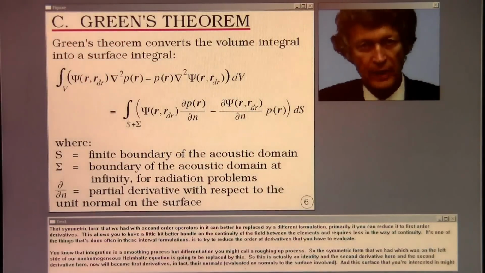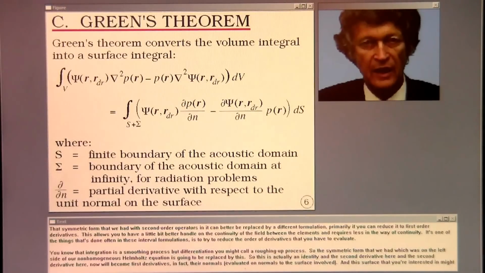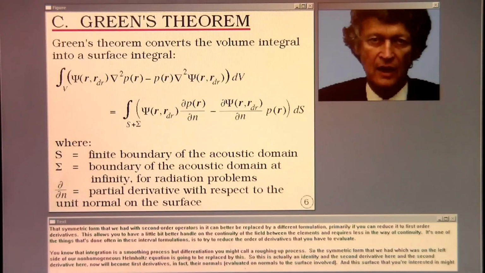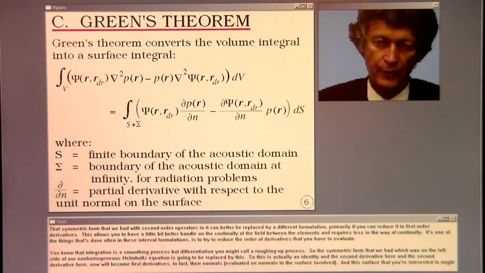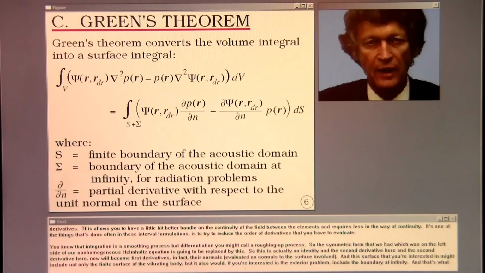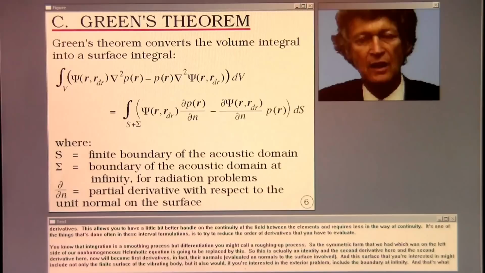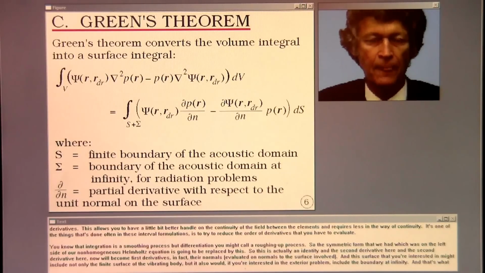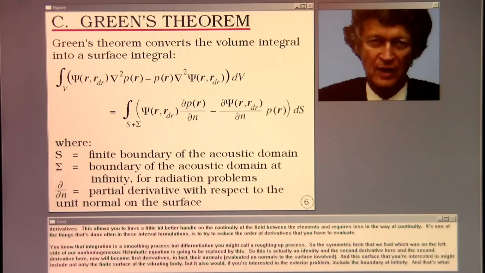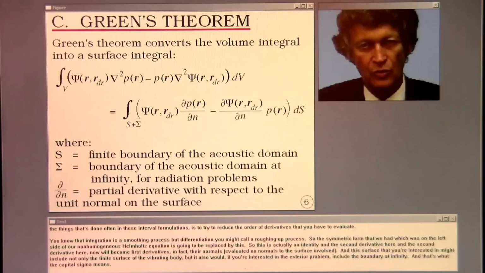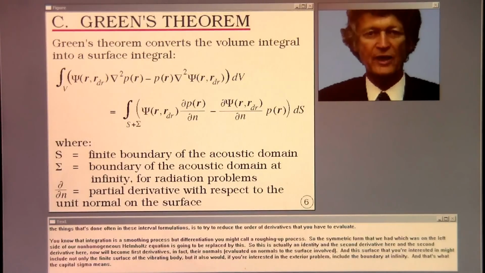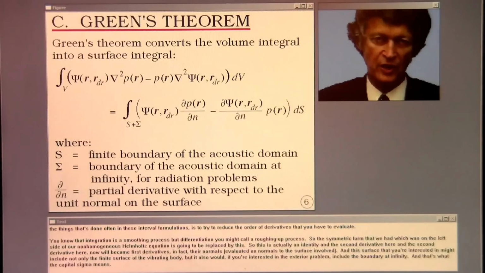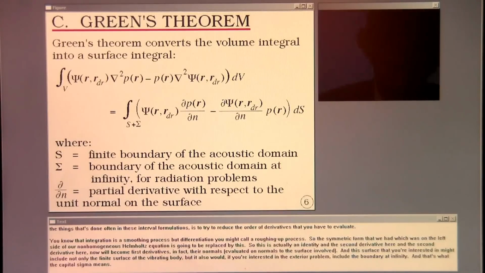That symmetric form that we had with second-order operators in it can better be replaced by a different formulation, primarily if you can reduce it to first-order derivatives. This allows you to have a little bit better handle on the continuity of the field between the elements and requires less in the way of continuity. It's one of the things that's done often in these integral formulations, is to try to reduce the order of derivatives that you have to evaluate. You know that integration is a smoothing process, but differentiation you might call a roughing up process.